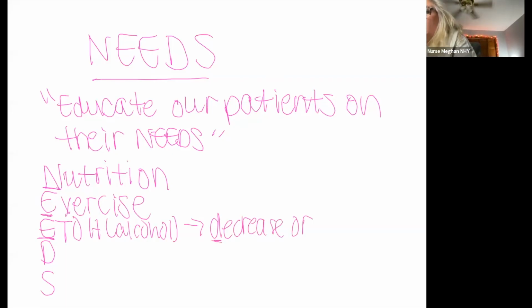Depending on how boards has this in the question, if they have an answer choice to decrease alcohol, then we would pick decrease alcohol. And if they have an answer choice to avoid alcohol, of course, we want to avoid alcohol. This is going to apply to many, many things. We're educating about nutrition, exercising, eating healthy, getting exercise, avoiding and or decreasing alcohol. And then the last two are don't smoke. So the D is don't, and the S is smoke.